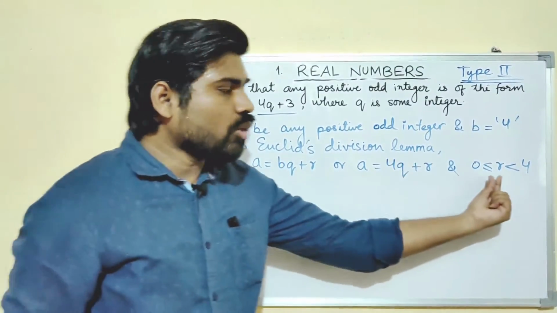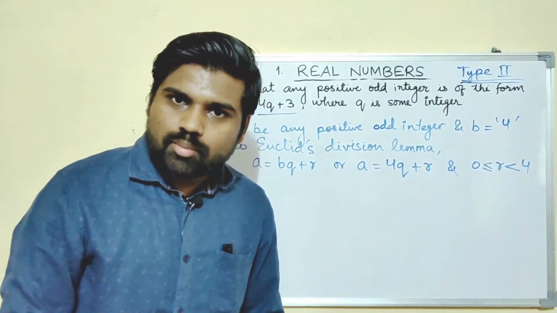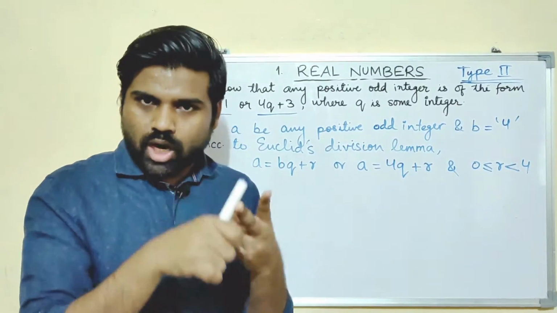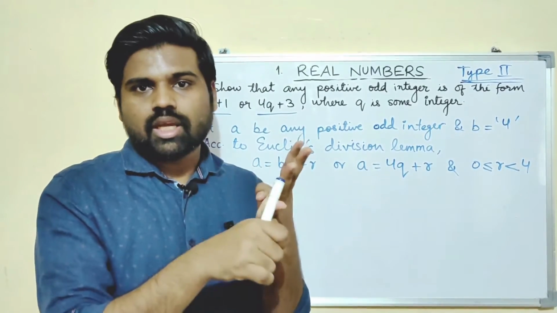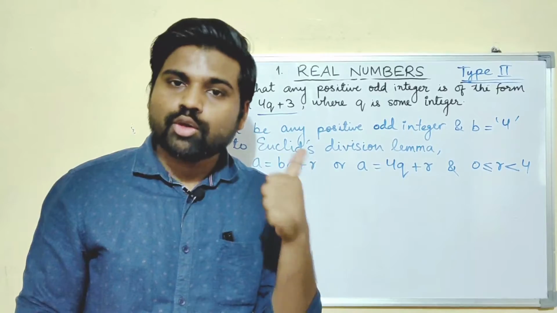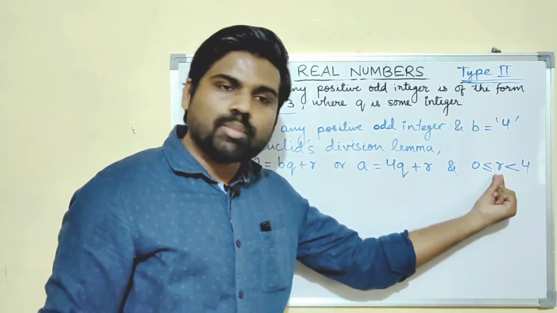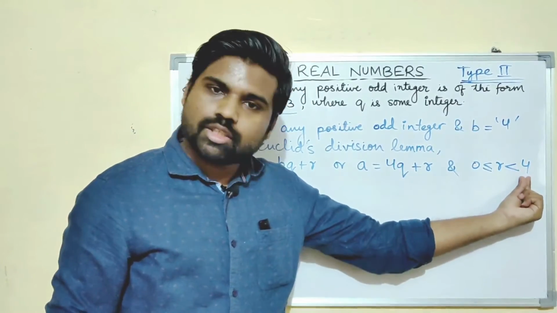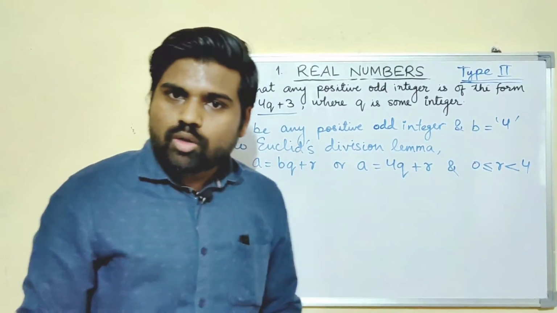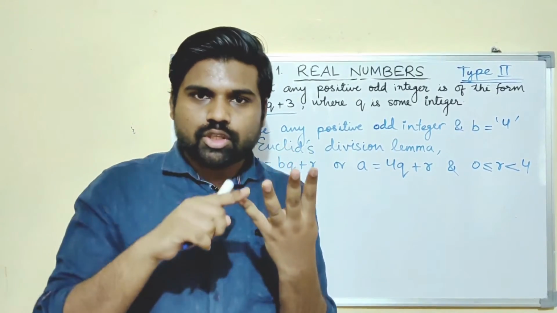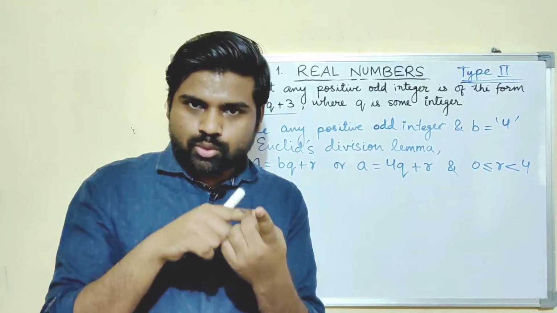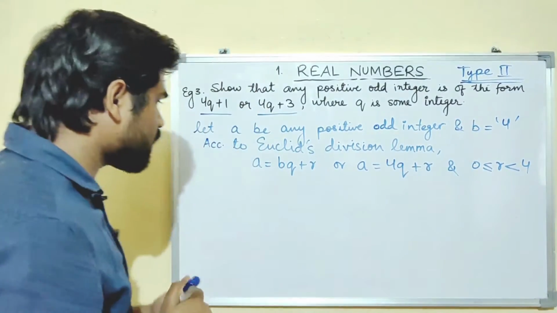Now tell me what can be the value of r. It can be 0, 1, 2, 3. Can it be 4? No, because the remainder can never be equal to the divisor. So in all we'll get 4 cases, right? For 0, for 1, for 2 and for 3. Let us see all of the cases.